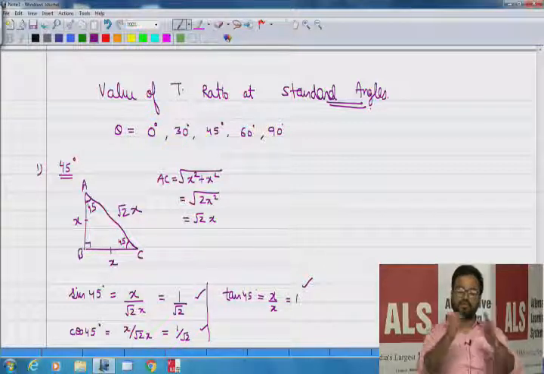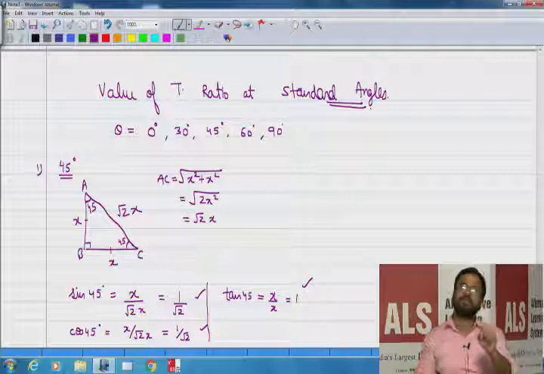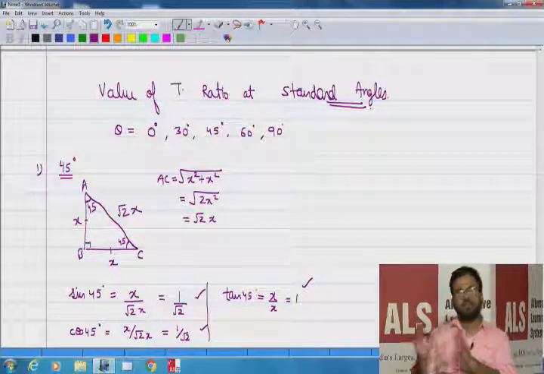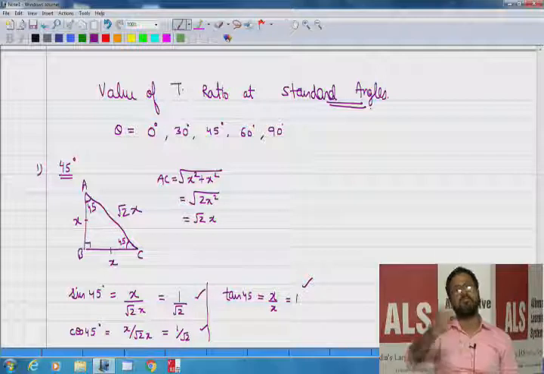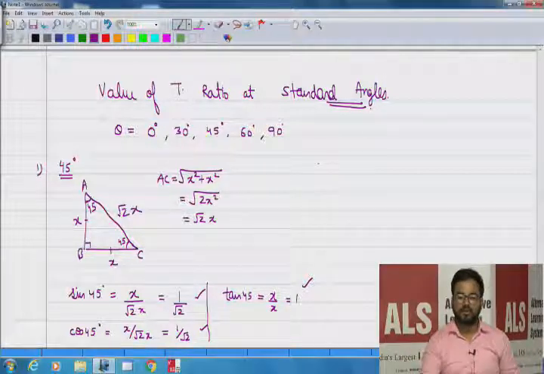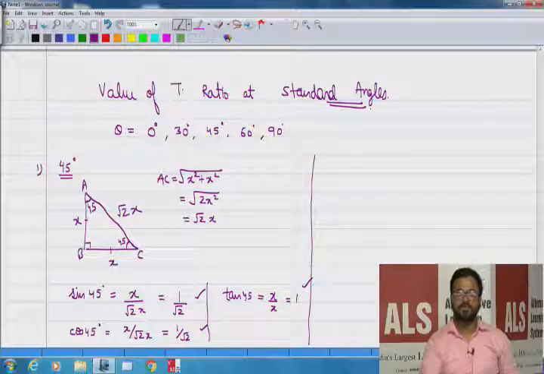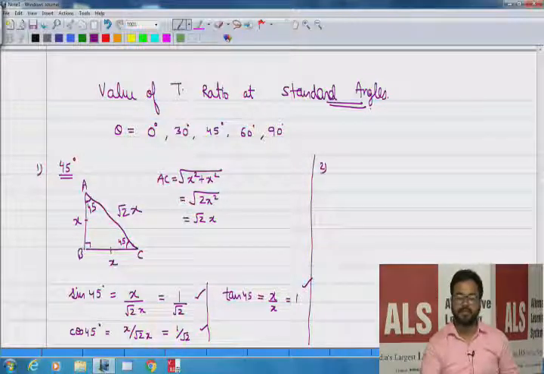You don't have to remember the derivation, you just have to remember the final values. And again there is a special way to memorize the values also. Just look at the way how we are calculating the values. So this is for 45 degree.